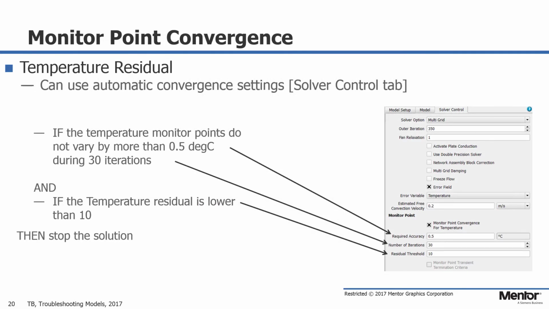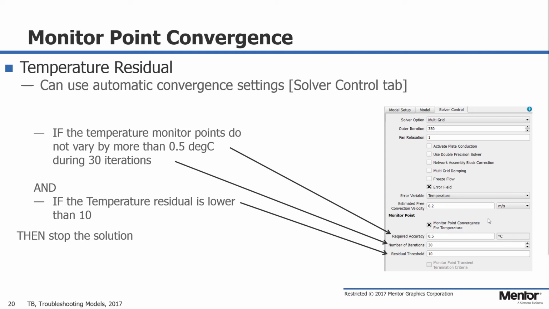Monitor point convergence is used in situations where you find the termination residual is too strict and you are able to accept a certain amount of error in your residuals. You can activate monitor point convergence for temperature in your solver control. You can input an acceptable band for your monitor points to stay within. So your monitor points can bounce around, but if their amplitude is less than the acceptable specified number, Flotherm will stop the solution and consider it solved.